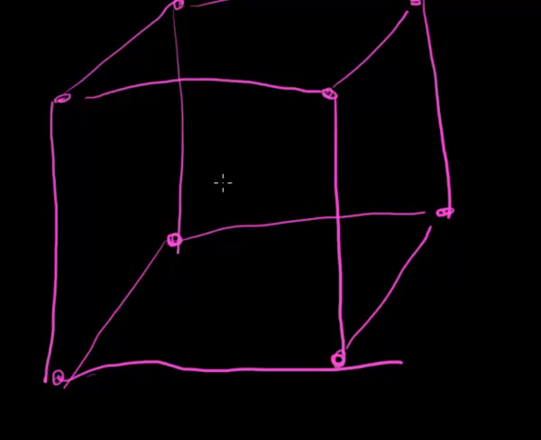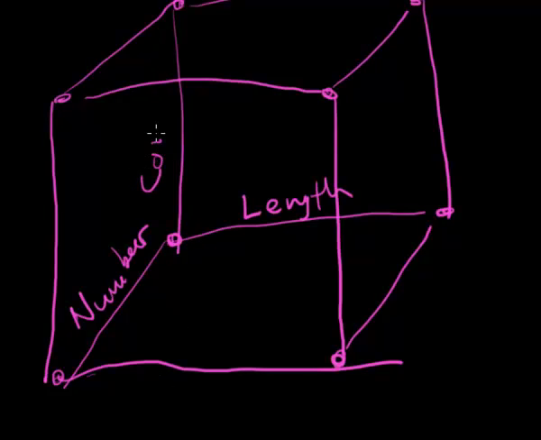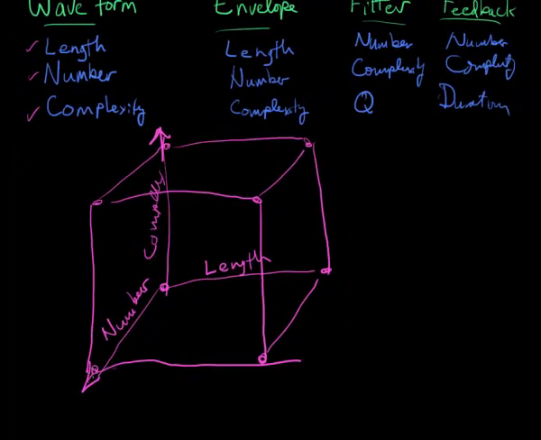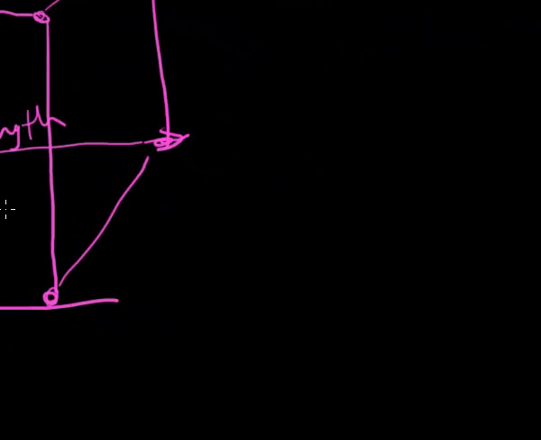Okay, so if I plot this again, I'll put length along this axis, and number along this axis, and then this one is complexity up here. So going up in this direction will be increased complexity. This direction will be increased number of waveforms, and then this direction will be something I'm referring to as length, which we'll get into in a little bit.